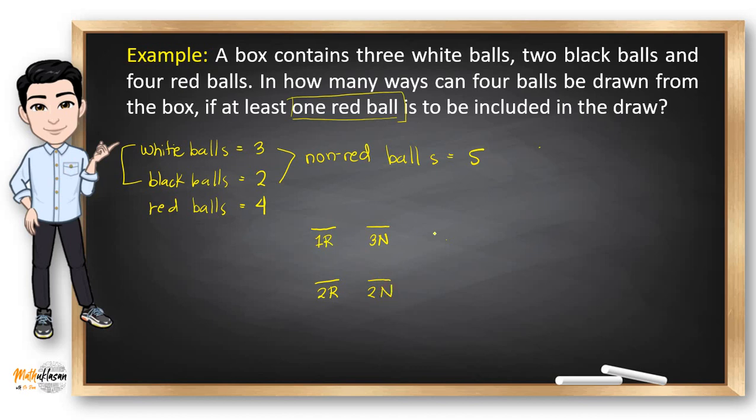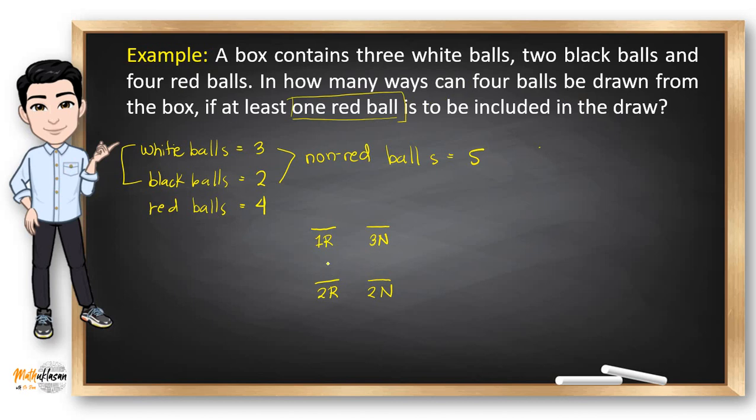So remember, the sum should always be equal to 4. That is why one red ball plus three non-red balls is equal to 4 balls, and two red plus two non-red is also equal to 4 balls, because we have to draw 4 balls from the box. But at the same time, we should have at least one red ball. So the first scenario is getting one red ball and three non-red. When we say non-red, it's either white or black. It doesn't matter, because the arrangement of the balls is not important here.